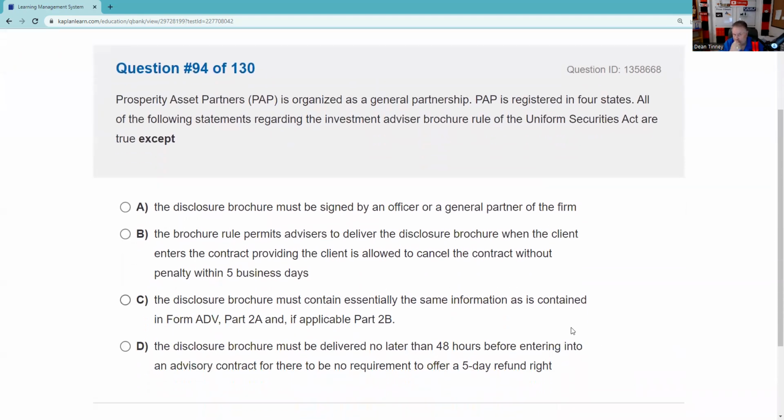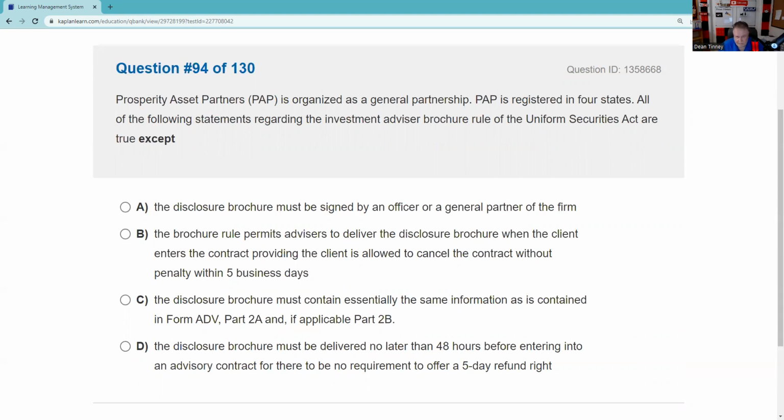Prosperity Asset Partners is organized as a general partnership. PAP is registered in 4 states. All the following statements are true about the investment advisor brochure, except, boy, you've got to be real careful on these except questions. Real careful. By the way, these QBank questions are the same ones you would have in your QBank. I'm just recalling that I got into it with the person on this question. This one is really obtuse.